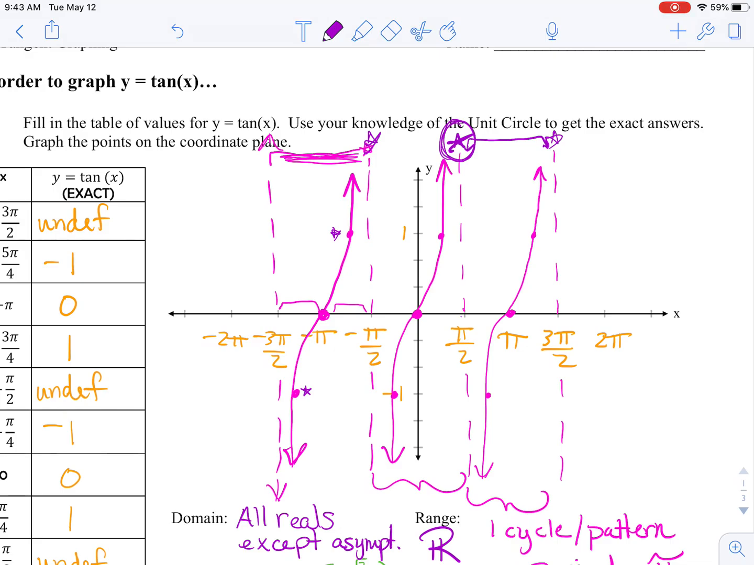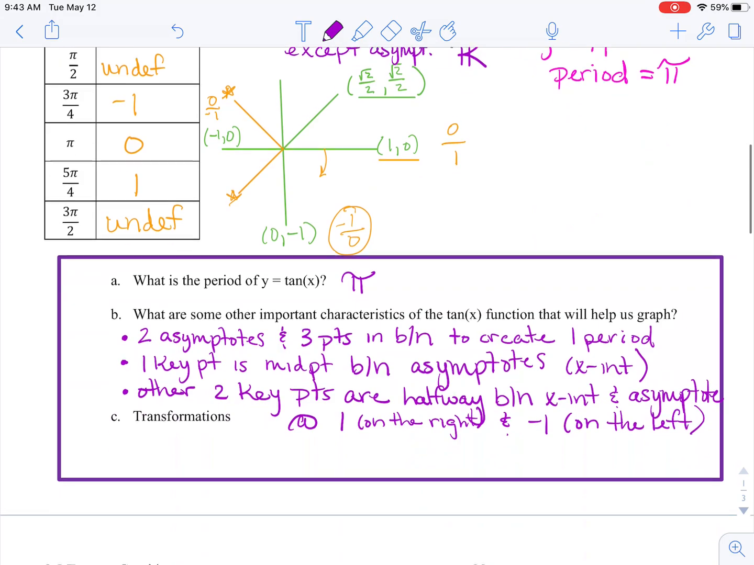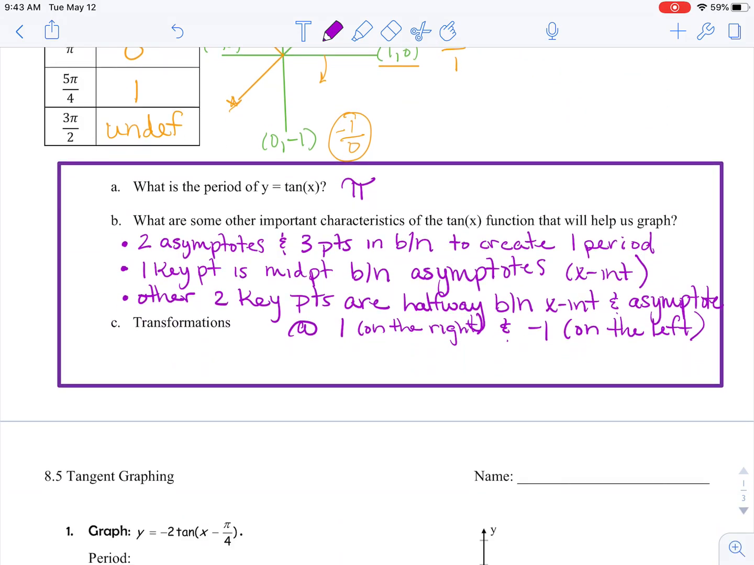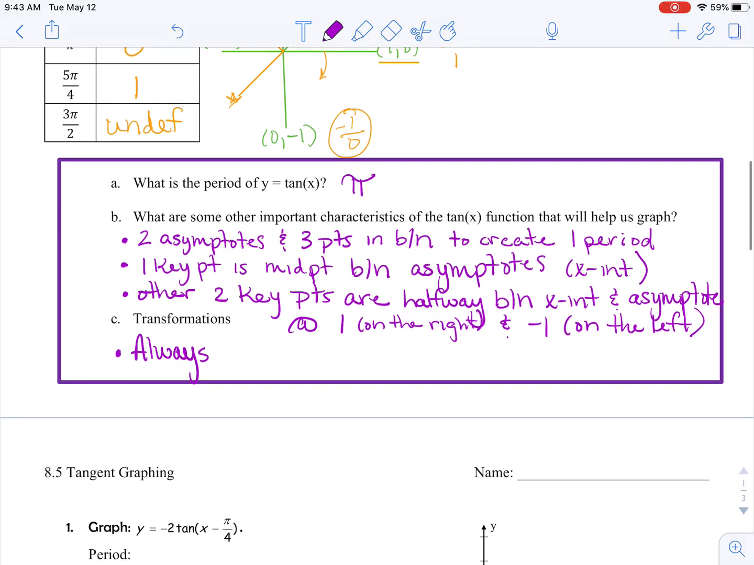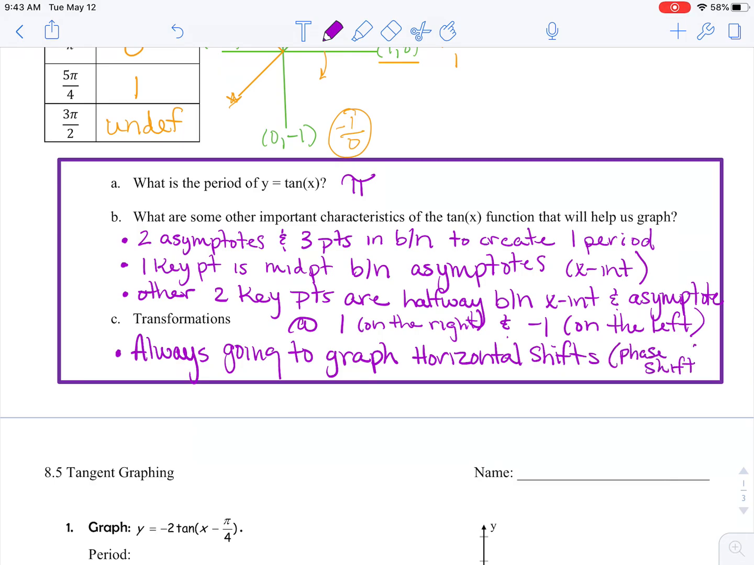I know that's a little tricky, so we're obviously going to do a practice so that you see what I mean, but just from the transformation perspective, I just want to write that down in here. So we're always going to graph horizontal shifts. And I'm going to remind you again that we call horizontal shifts the phase shift. With the parent.